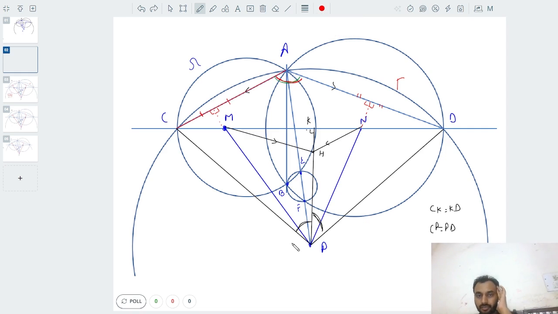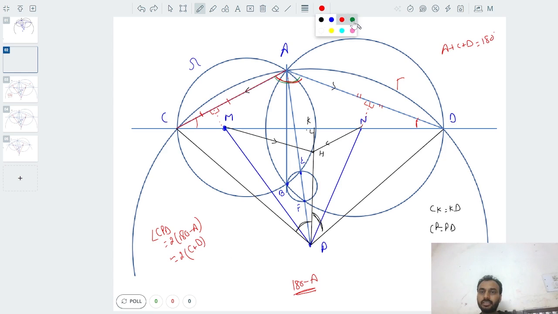So we know that if we draw a cyclic quadrilateral, then the angle opposite to A is 180 minus A. Then the angle at the center is double of that. So angle CPD is double of 180 minus A. Twice of 180 minus A is basically C plus D, as A plus C plus D is 180, since it is a triangle. So I can say it is twice of C plus D, and both these two angles become C plus D each. So this part of the angle is C plus D, and this part of the angle is also C plus D.